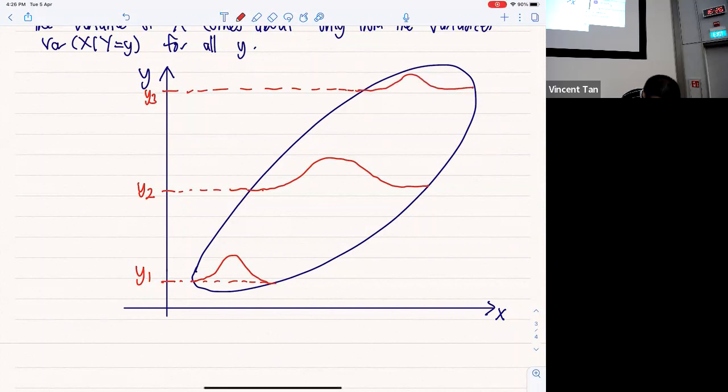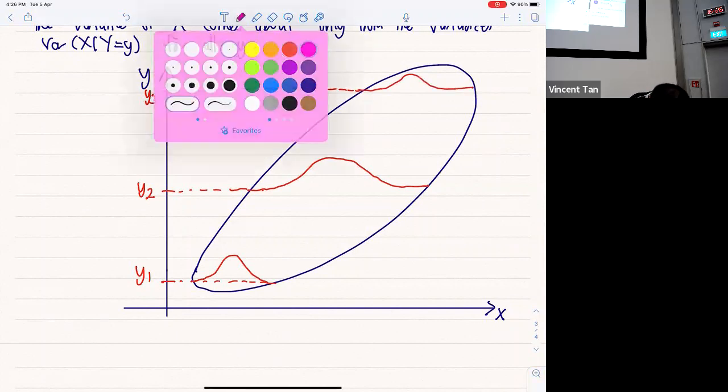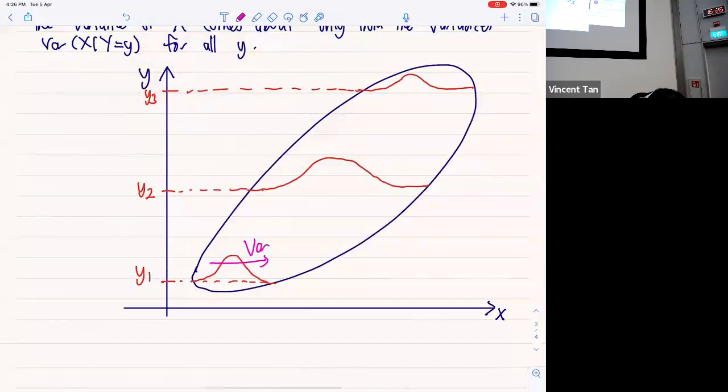Okay. So as you can see here, each one of these has a certain variance of x given y equals y1. This has a certain variance. Variance is the spread. Okay. Y equals y2. And here we have a different variance, of x given y3.